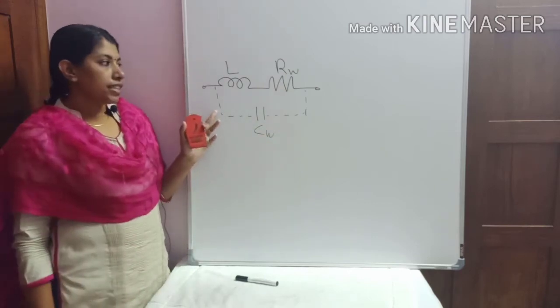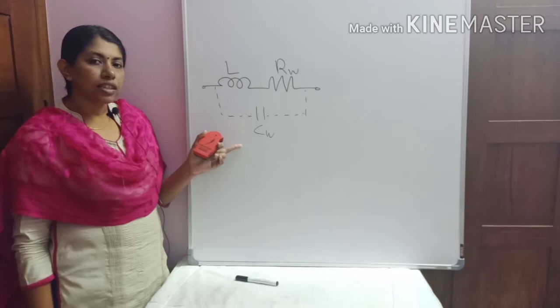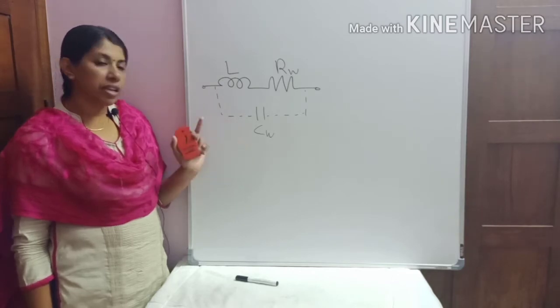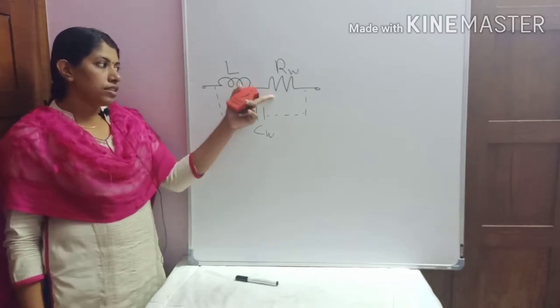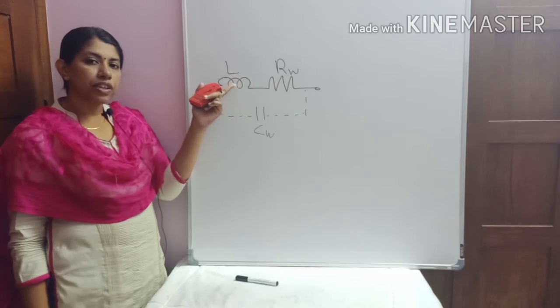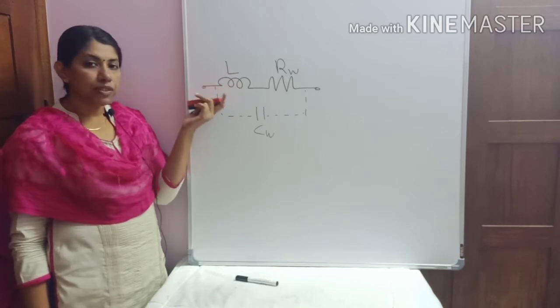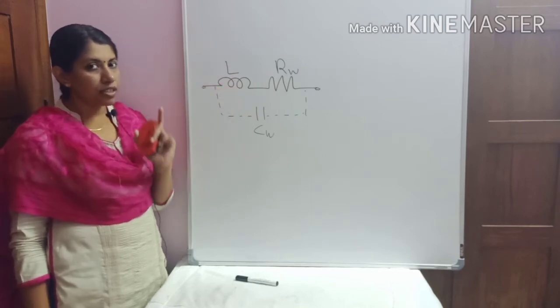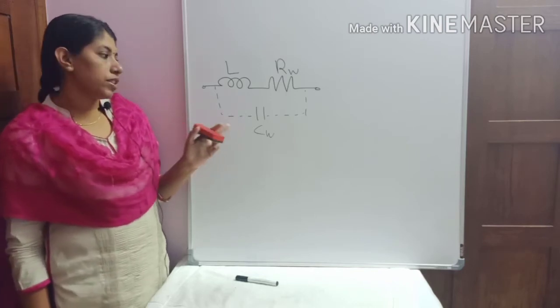A practical inductor has some resistance and also winding capacitance. This resistance is because the inductor is made up of a conducting material. The conducting material will have some resistance. We have already discussed this while taking classes on resistor.